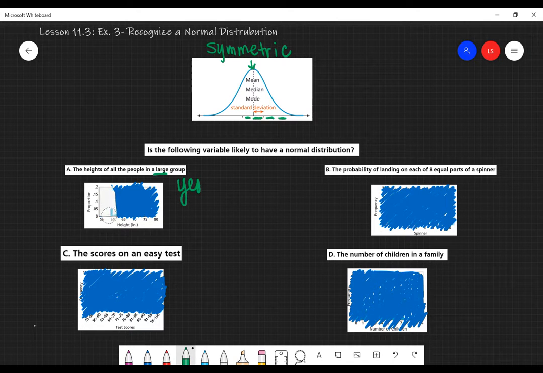So when we look at the histogram, we find there's a little bit of disparity with people who are a little bit shorter, people who are a little taller. But for the most part, we can match the data to a nice symmetric normal distribution.